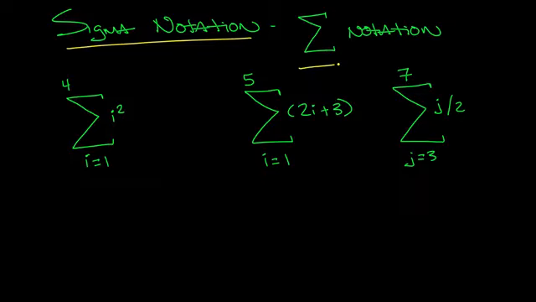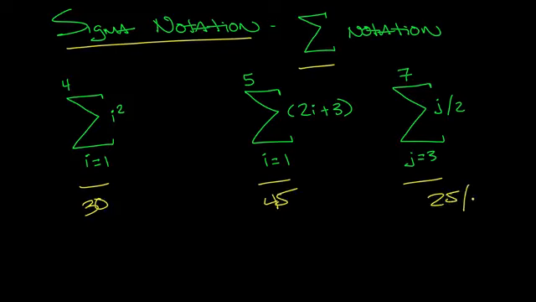So what we're going to do in this lecture is just work through 3 examples. Each one of them is an example of sigma notation. Each one of these things here, the sum from i equals 1 to 4 of i squared, the sum from i equals 1 to 5 of 2i plus 3, and the sum from j equals 3 to 7 of j over 2. These are all just fancy ways of writing numbers. In fact, to tell you the answer in advance, this first number equals 30, the second number equals 45, and this last number equals 25 halves.